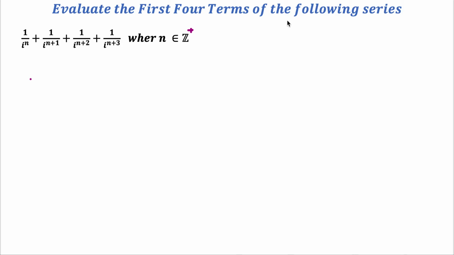Evaluate the first four terms of the following series: the sum of 1 over i to the exponent n plus 1 over i to the exponent n plus 1, plus 1 over i to the exponent n plus 2, plus 1 over i to the exponent n plus 3, where n is an element of the positive integers. Let's say n equals 1, which we can write in this form. For example, let's say n goes from 1 until 4. The term is 1 over i to the exponent n.